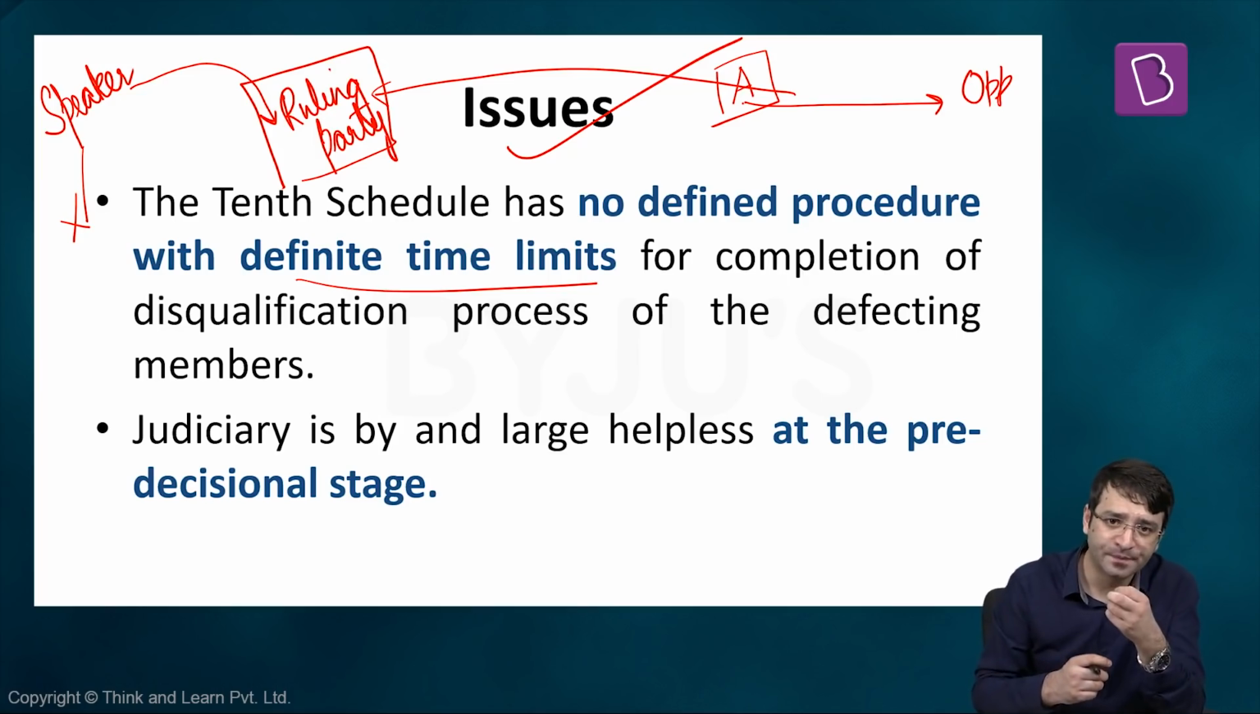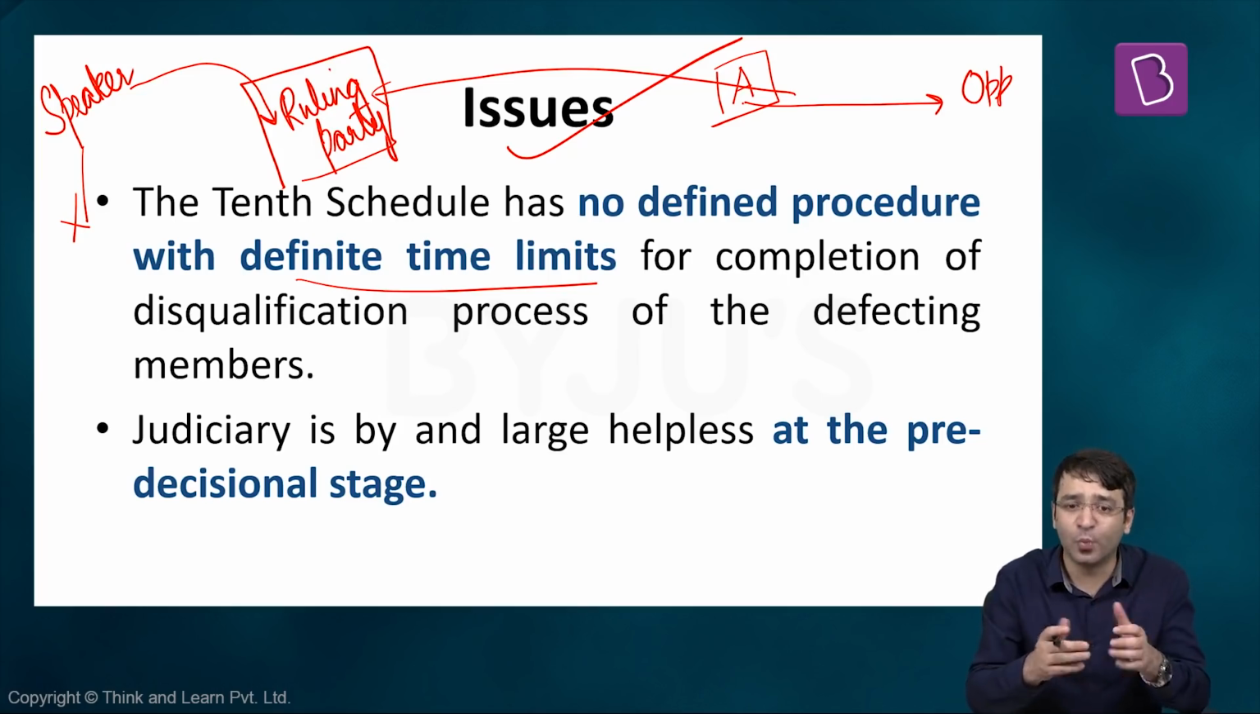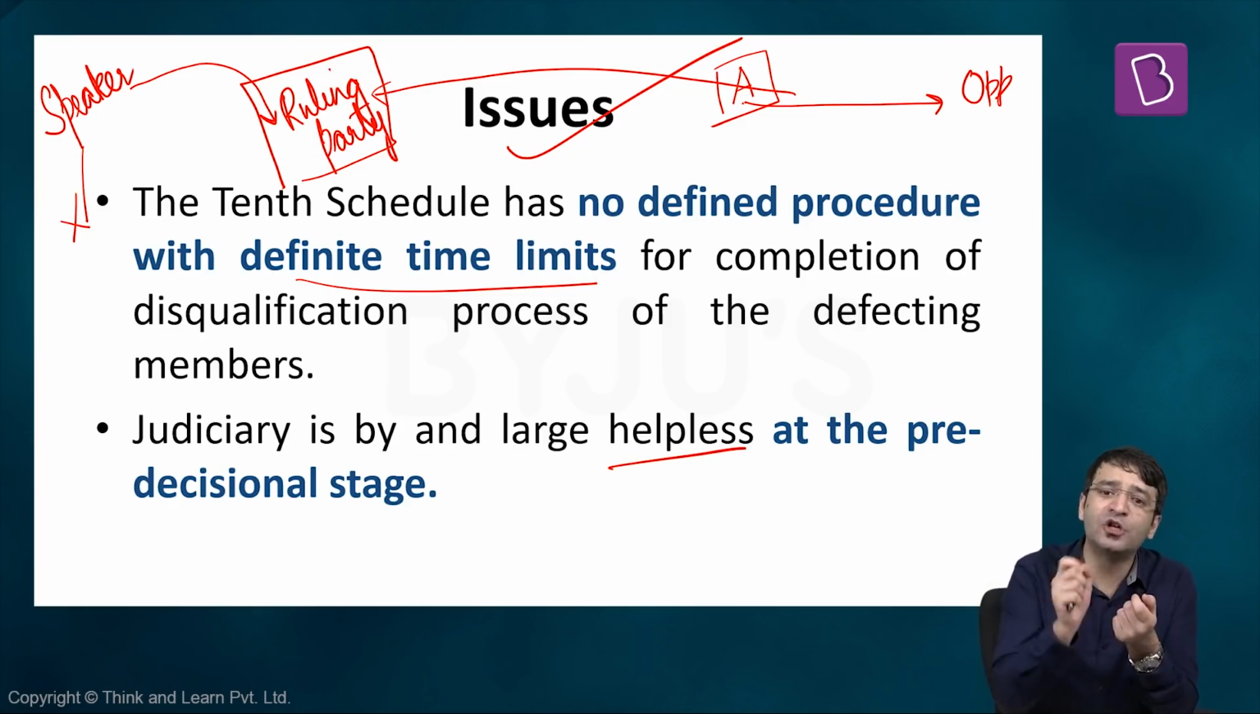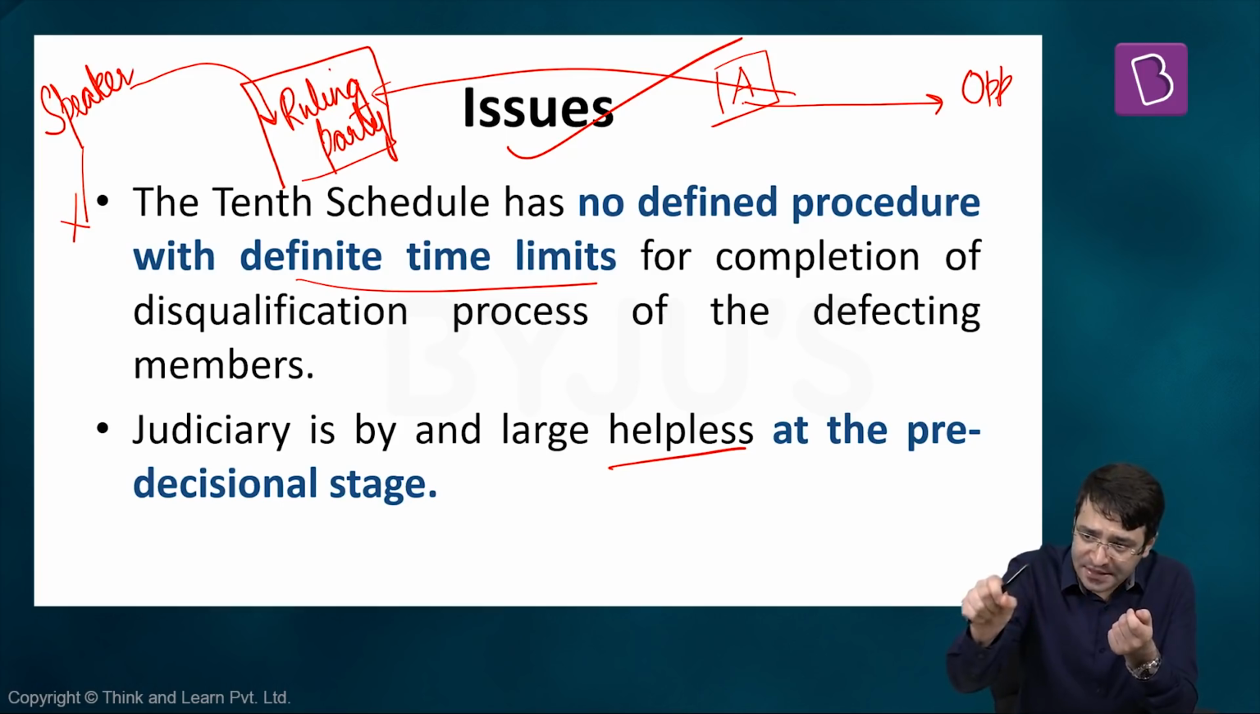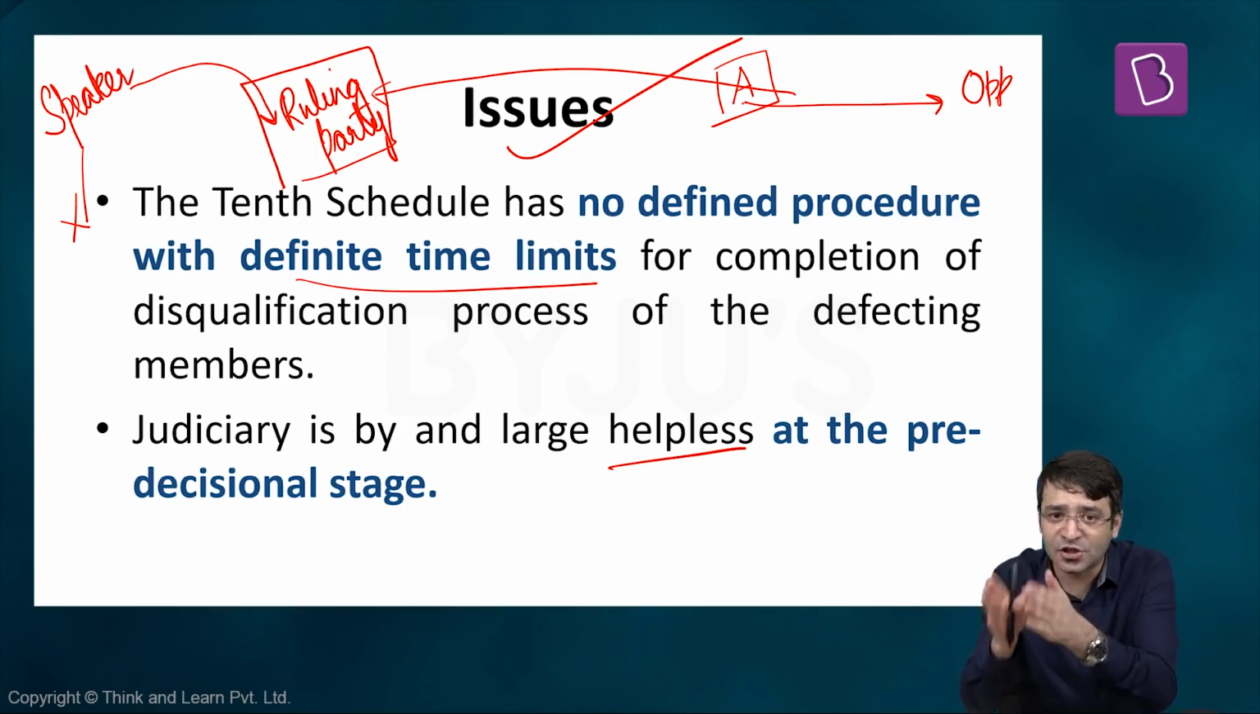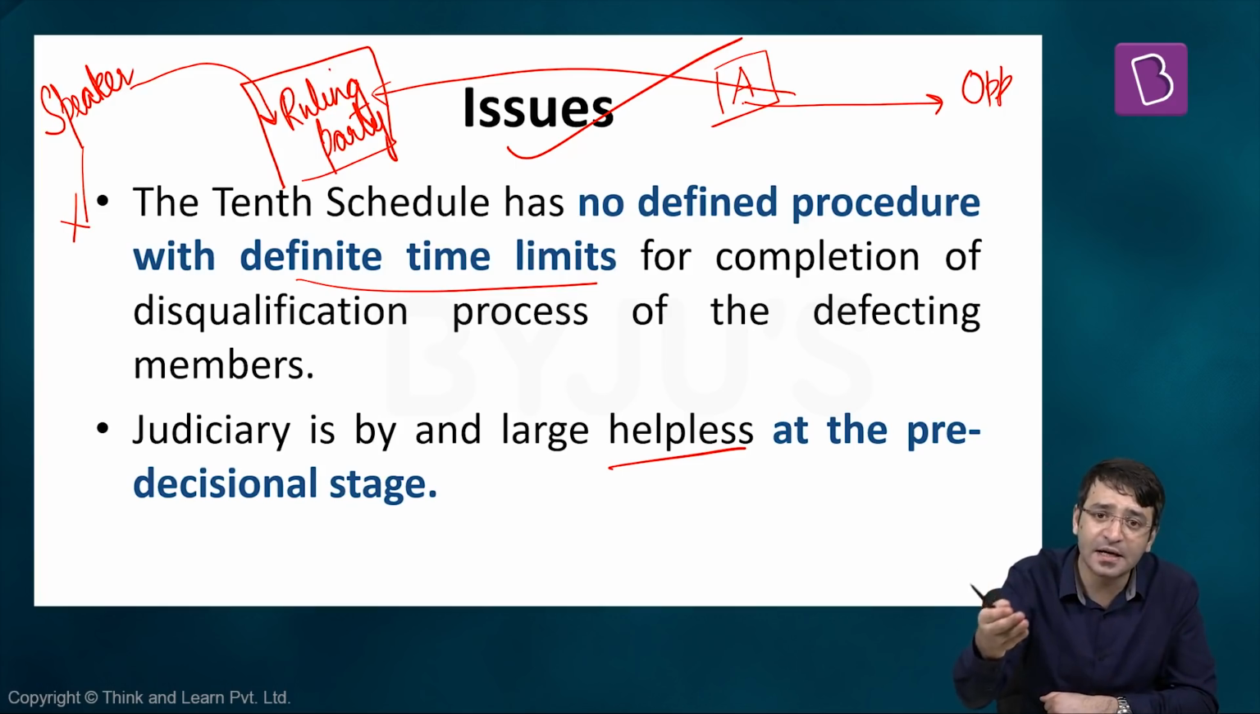Matter went to the court. Telangana High Court said we are helpless. Why? We have the power of judicial review. That means once the speaker takes a decision, then we can review whether the decision is correct or incorrect. But first, let the speaker take a call. Let the speaker make up his mind.